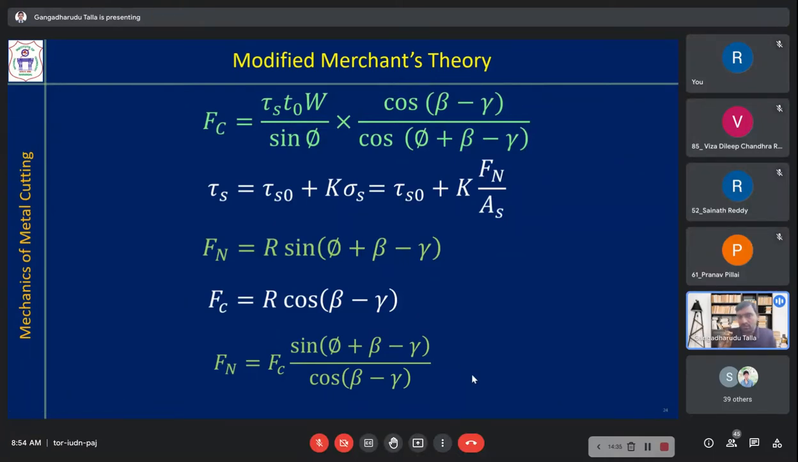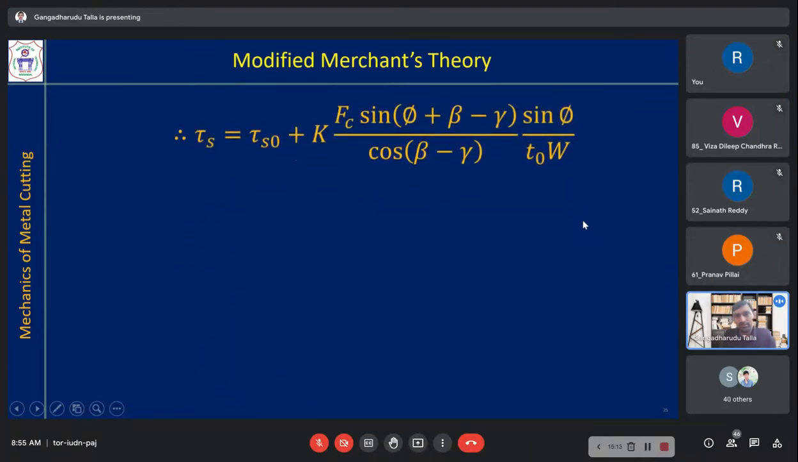So what you have done here is you have taken tau s as this, and now sigma s is converted to Fn by As. Now you have converted Fn also into Fc, because finally we know Fc, Ft and beta, gamma, phi, these values only we will come to know. Based on that, we have to find out. Now you take this Fn and substitute here in tau s.